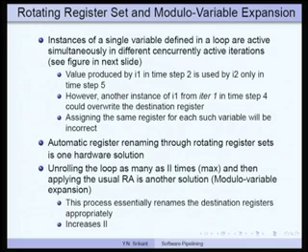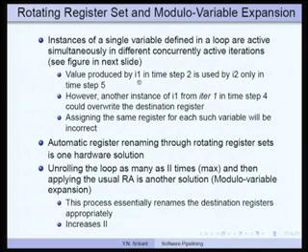Now, so far we did not worry about any register requirements, and what happens if there are not enough registers and things of that kind. So, let us start looking at that particular problem. Instances of a single variable defined in a loop are actually active simultaneously in different concurrently active iterations. So, let us look at the figure.